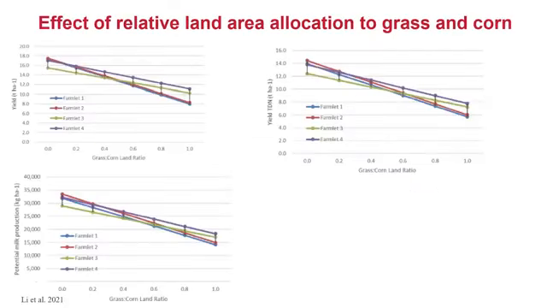So this is another piece of research conducted in Canada. What they tried to understand is, if we allocate the corn field for grass production, what is going to happen with the total forage yield as well as the milk yield. In that case, if we allocate more corn area to grassland, the whole milk yield is going to decrease.